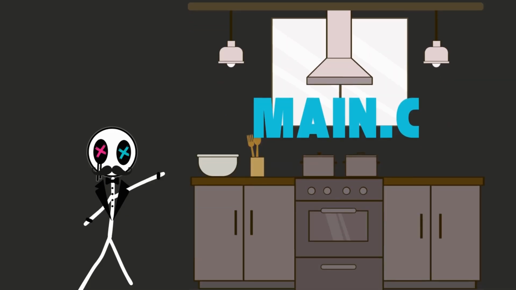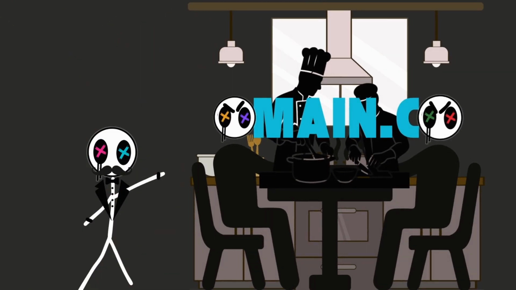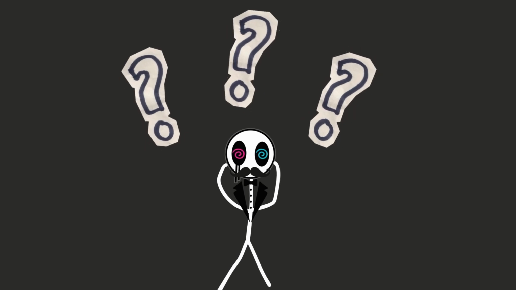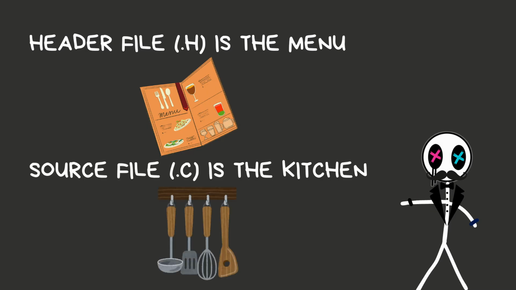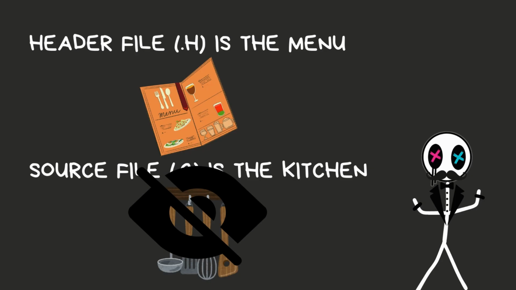Anyways, when you dump everything into main.c, you're basically dragging the entire kitchen out into the dining area and cooking next to the customers. It's chaos, it's loud and extremely ugly, and nobody understands what's going on. Drivers fix this problem. Think of the header file as the menu, and the source file as the kitchen. All the hardware specific work stays hidden from the customer.